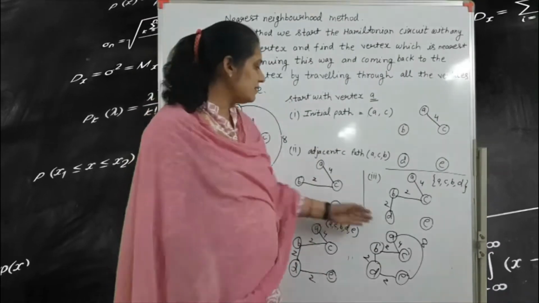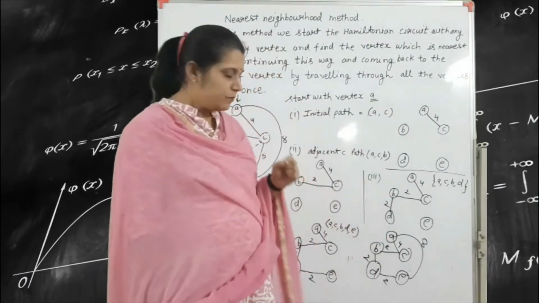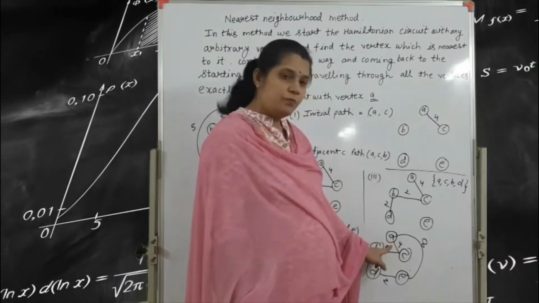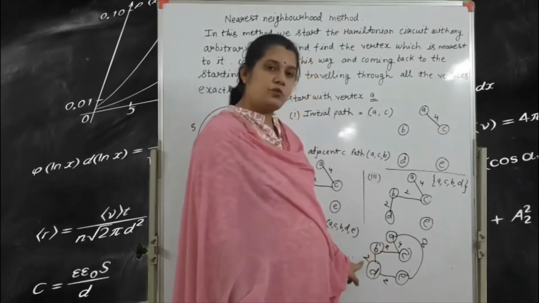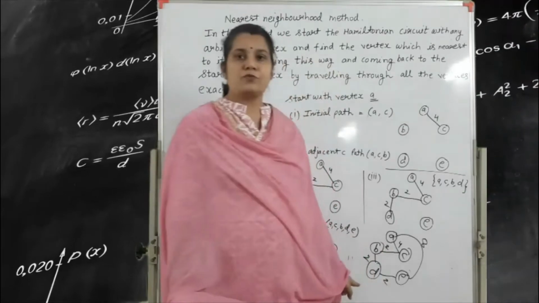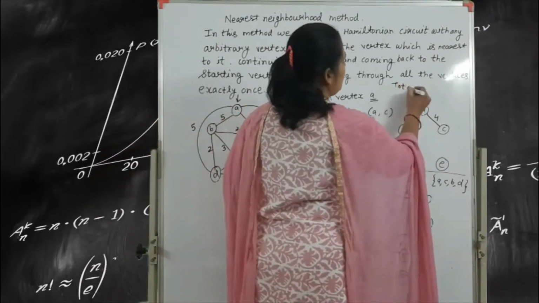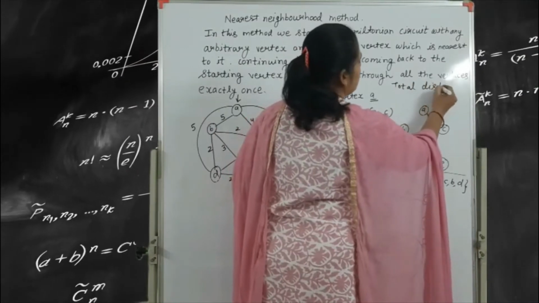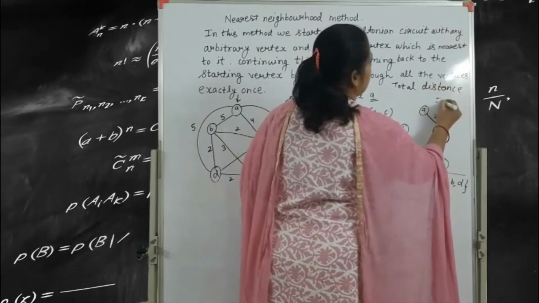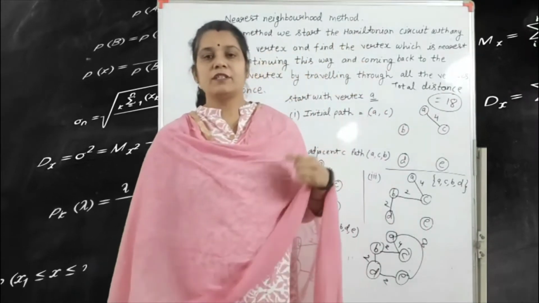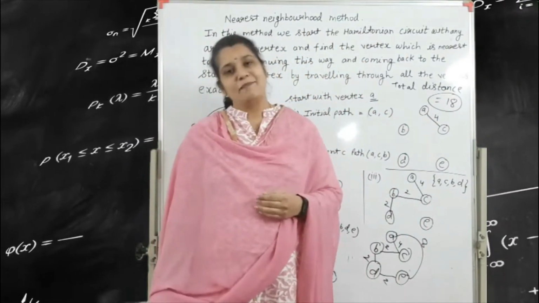Okay, so the starting and the ending vertex is set. So here the total distance is what? 4 plus 2, 6, 6 plus 2, 8, 8 plus 2, 10 and 10 plus 8, 18. So total distance is equal to 18. Okay, so this is the nearest neighbor method.